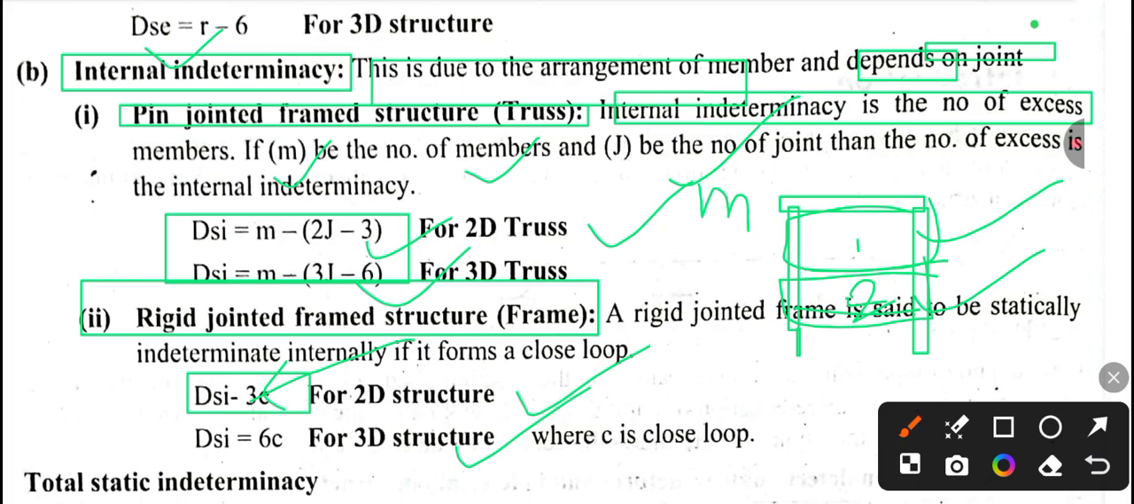So I hope you guys will understand this. In the next video we will discuss the total static indeterminacy.